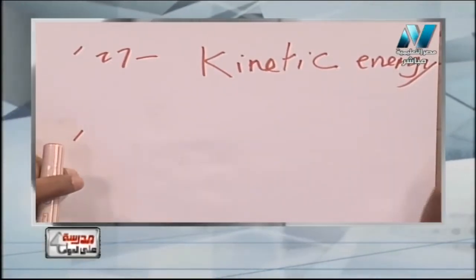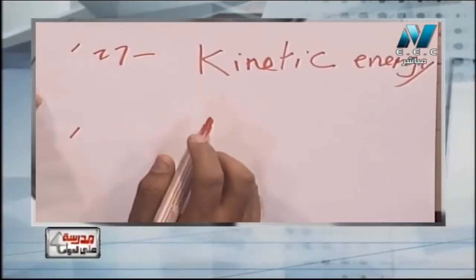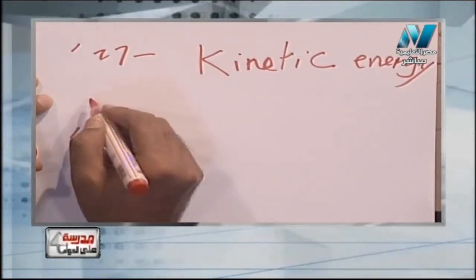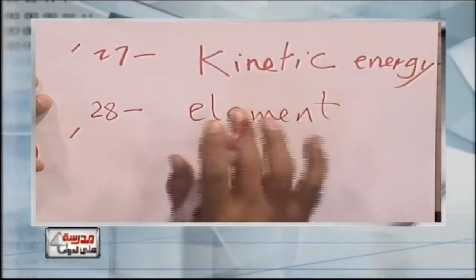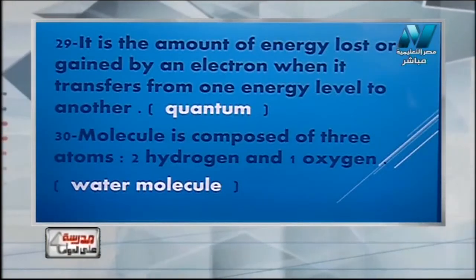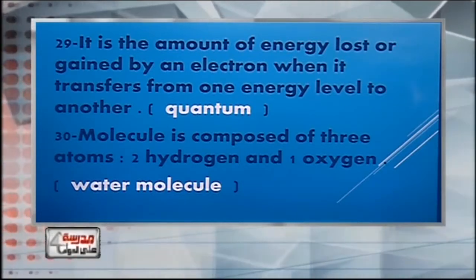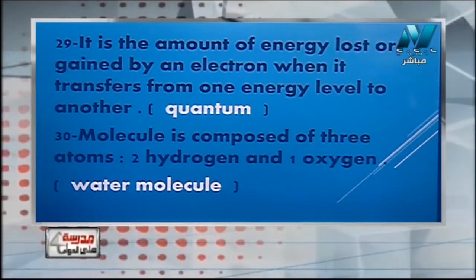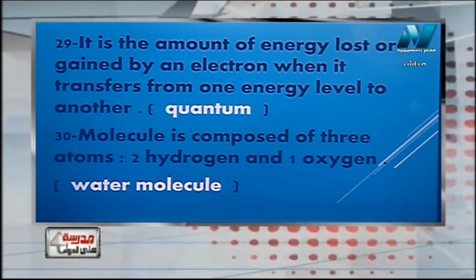28, the simplest state of matter. Simplest state of matter, sure, it is element. Simplest state of matter, which cannot be decomposed into simpler one by chemical methods. Yes, number 28, it is element. 29, it is the amount of energy lost or gained by an electron when it transfers from one energy level to another one. Yes, it is a quantum.